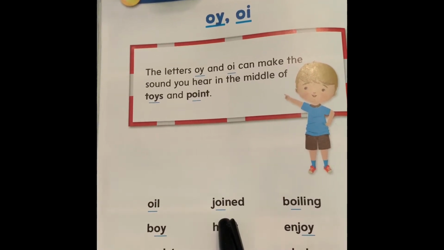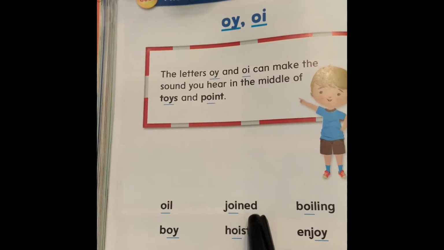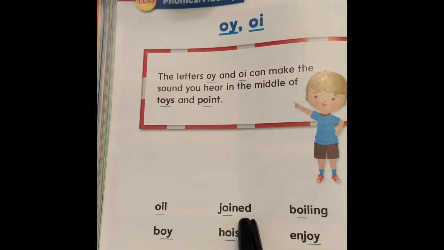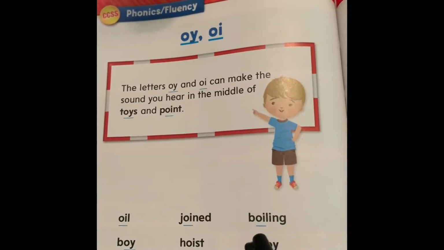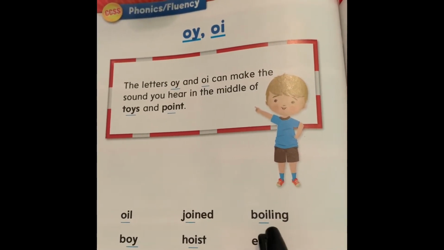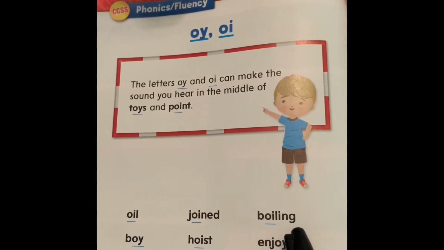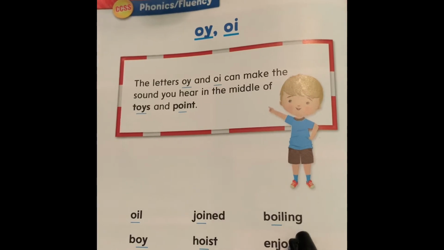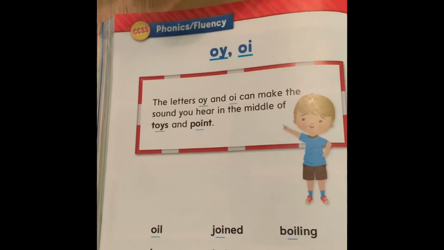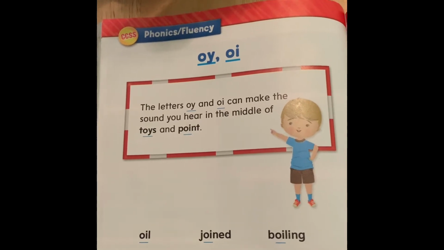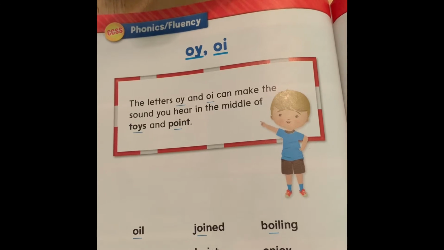This one has O-I in the middle also. The word is joined. Ends in ed because it already happened. Joined means bring together. This one is boiling. When something gets really hot, it might be boiling. The ing means it's happening right now. There's O-I followed by all those other letters. This one is, you know this one, right? Yep, boy. It has O-Y at the end.